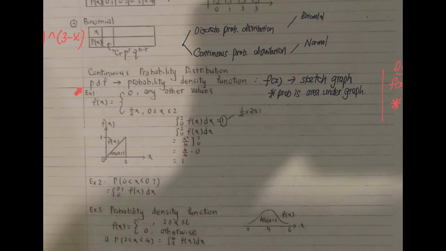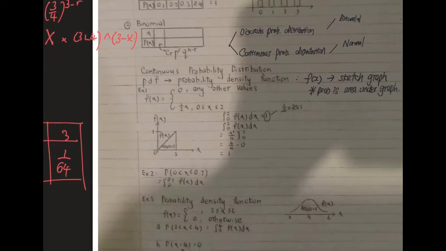Example 1: f(x) equal to 0 for any other values, but f(x) equal to half x for the interval 0 to 2. So you know f(x) equal to half x is used to sketch the graph. So you have to sketch y equal to half x, which is a straight line from origin. So how do we know from origin? You just substitute 0 inside, right? Then, for example, I put the working here.